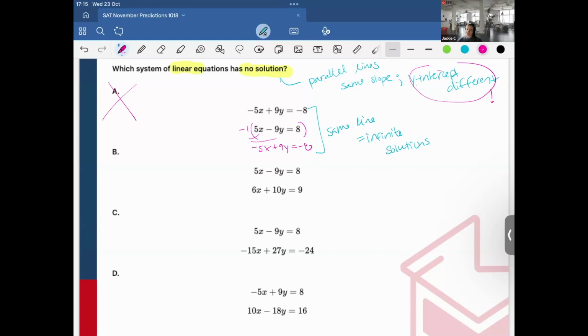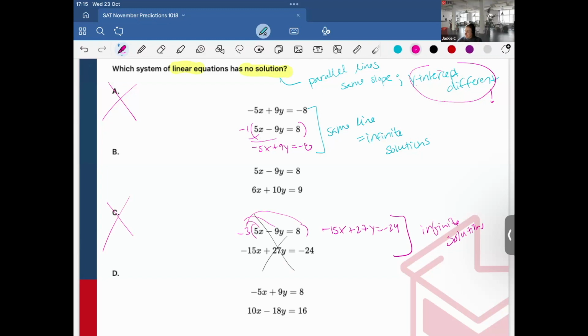Also, I'm doing a quick scan of the answer choices, and when I look at C, it's exactly the same. If I multiply everything here by -3, I get -15x plus 27y equals -24. So again, we have infinite solutions. So it most certainly must be option B or D.